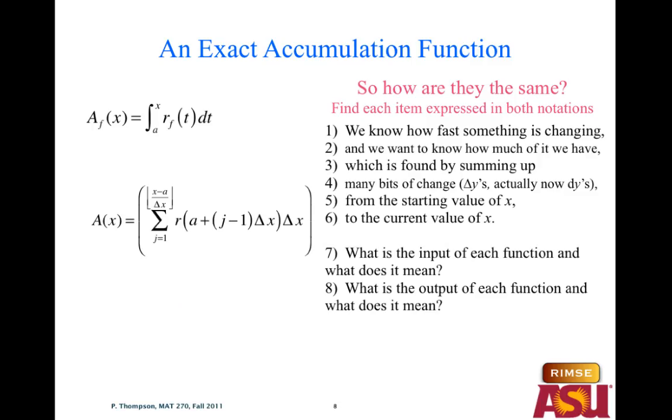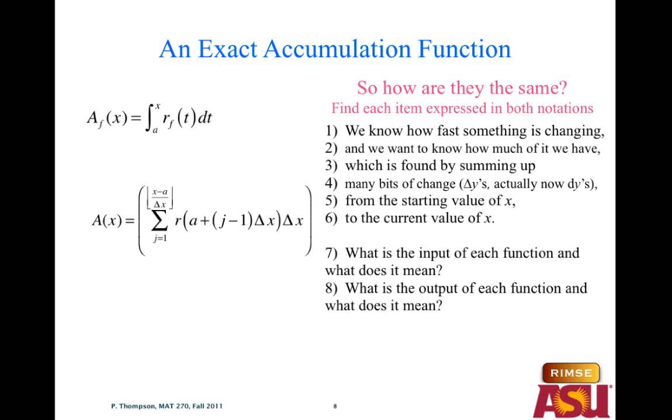For each, you're going to work through these. You're going to talk with the person next to you. For each item, 1 through 6, you're going to go to both expressions. You're going to see, how is that item? Say number 1. How is number 1? We know how fast something is changing. How is that seen? Where is that represented in the first one? And where is it represented in this form?